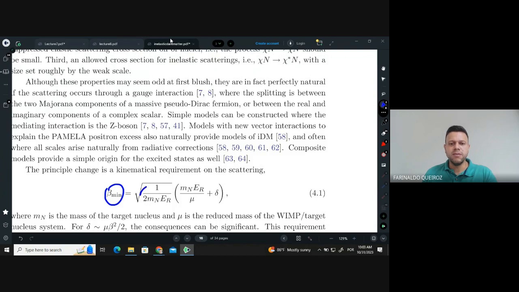So you need the minimal velocity as usual, but there is some delta. Delta is the mass difference between chi2 and chi1. As you see here, for instance, the mass of the target, mu is the reduced mass. So as soon as I increase delta, I increase the mass difference between chi2 and chi1, the larger the velocity I need for V1. V1 has to be larger and larger. Just look at the figure here.